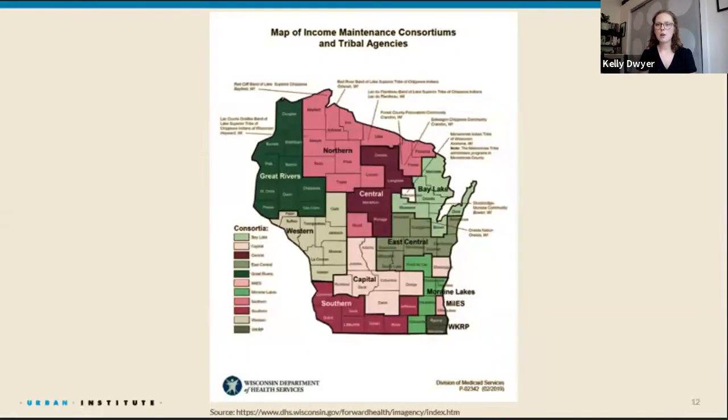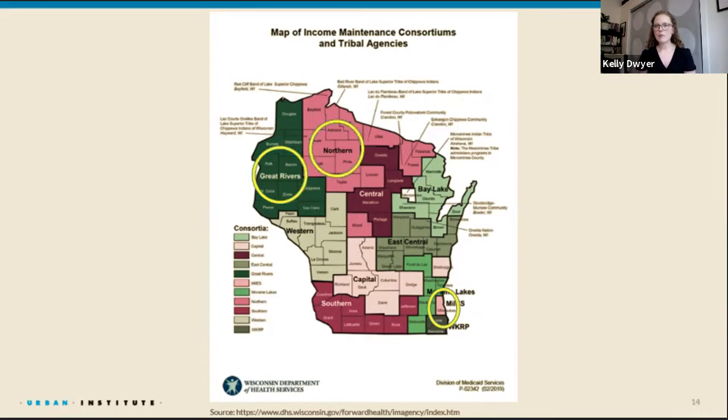So the Wisconsin Department of Children and Families actually administers programs at the sub-state level in groups called income maintenance consortiums and urban zones. They are organized by county, and sometimes these groups only serve a smaller geographic area, like a city like Milwaukee. And sometimes these groupings serve a larger geographic area that covers multiple counties, like the Northern or Great Rivers areas, which are shown on the upper left-hand corner of this map.